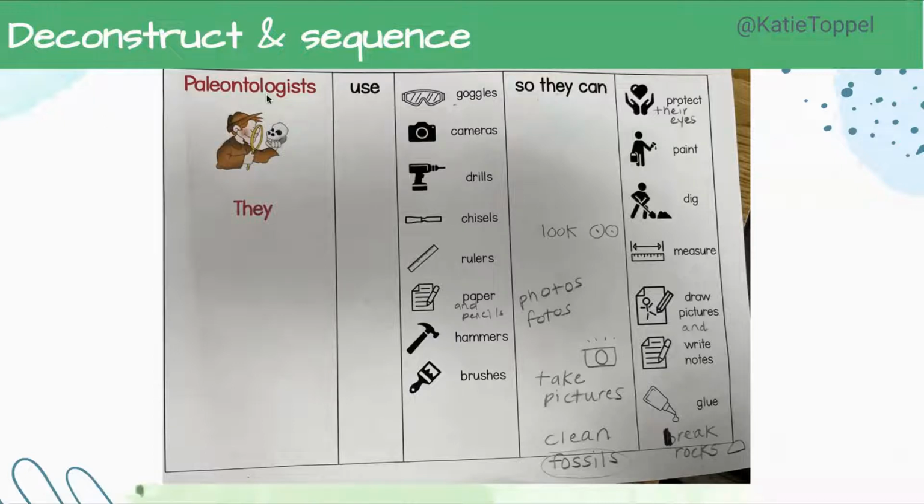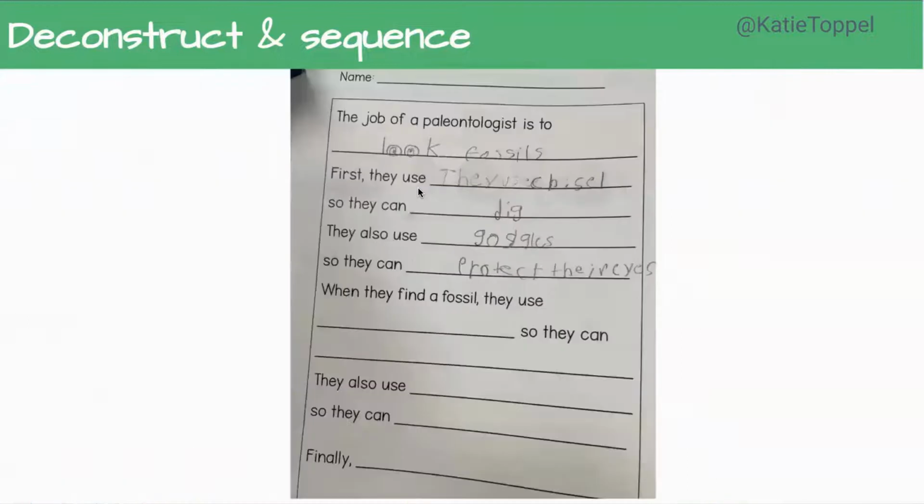So for example, this is called the sentence patterning chart. Paleontologist, that's the noun, use, verb, and here are all the tools they use. And over here is the connection, the transition, so they can, it's a compound sentence. What are students doing? So they can do what? Oh, so they can protect their eyes, they can paint, they can dig, they can measure, they can draw pictures. She's doing all of this to scaffold the writing.